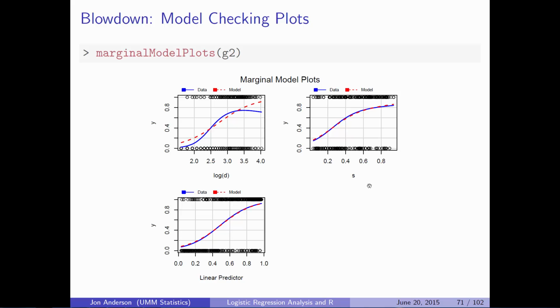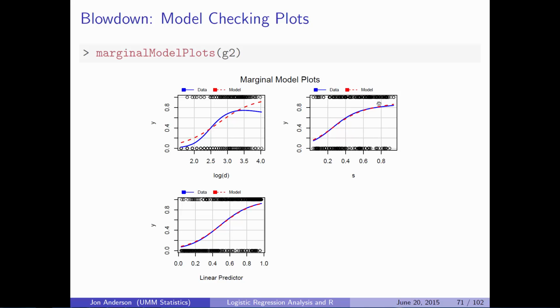Here is another way to check the fit of a model. You've seen marginal model plots before, but you can do the same thing with logistic regression models. Here we have blue curves, which represent the pattern of event and non-event with respect to log diameter of our tree problem. And red is what is expected from the model. And you can see that the log diameter effect does not really match the data too well. It does okay, but not so good.